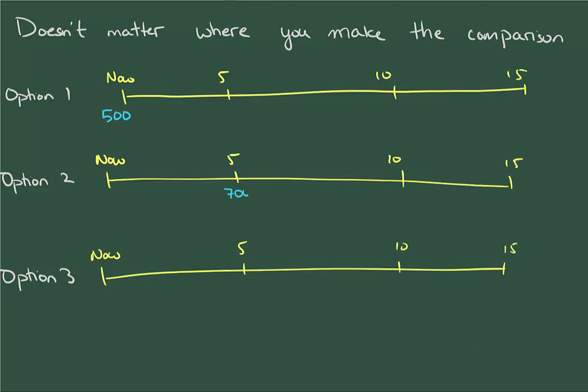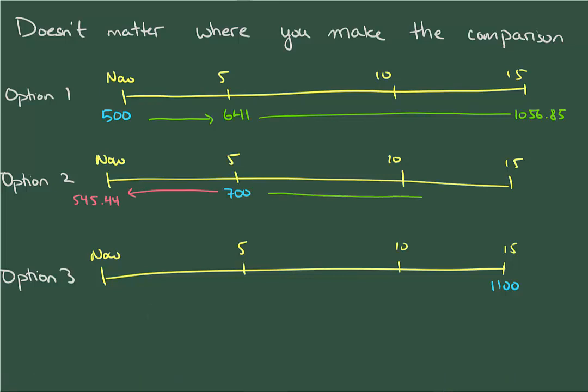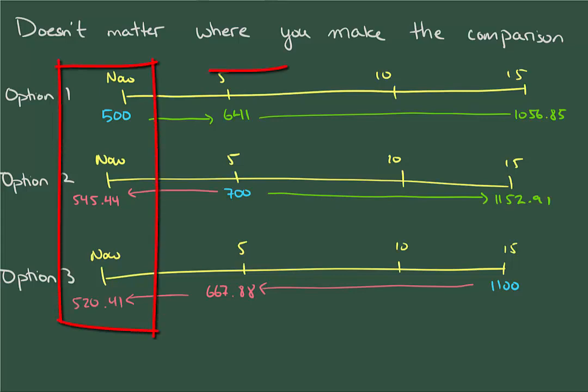Okay, so we start by filling in the known values. Option 1 is worth $500 now, option 2 is worth $700 in 5 years, and option 3 is worth $1,100 in 15 years. So if we start moving money through time, we start with option 1 and we push that $500 to the 5 and 10 year mark. I've skipped the computations, but you can check them for yourself. With option 2, we have to pull that $700 back to the present, and we also have to push it forward to the 15 year mark. Finally, with option 3, that $1,100 has to be pulled back to both the 5 year mark and the present.